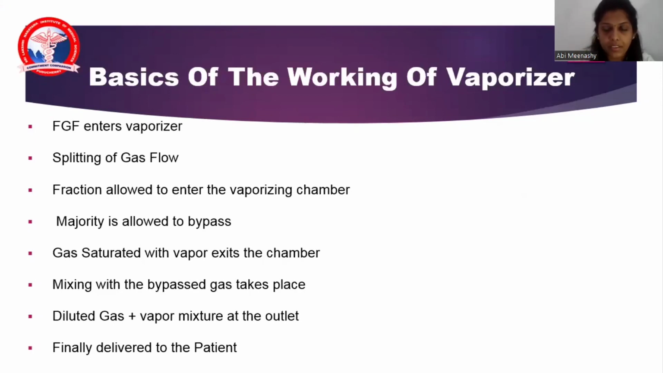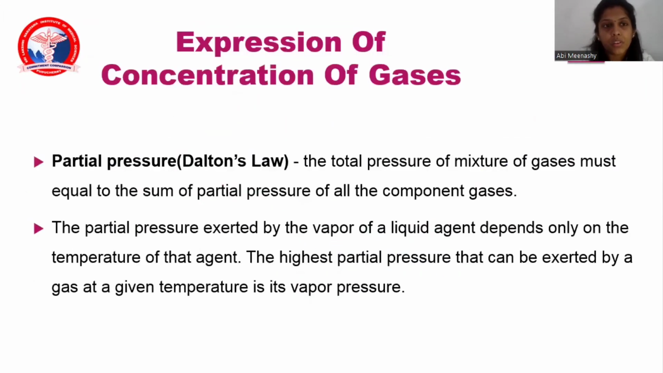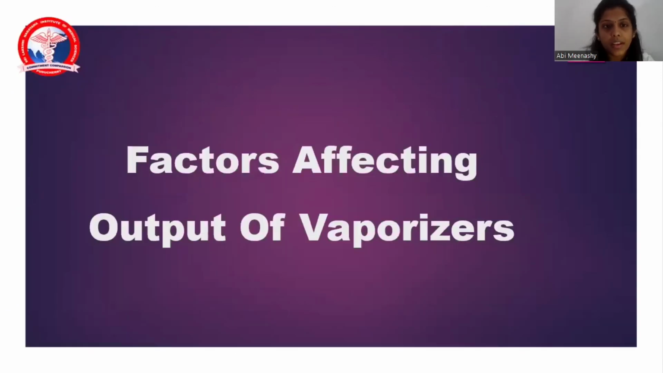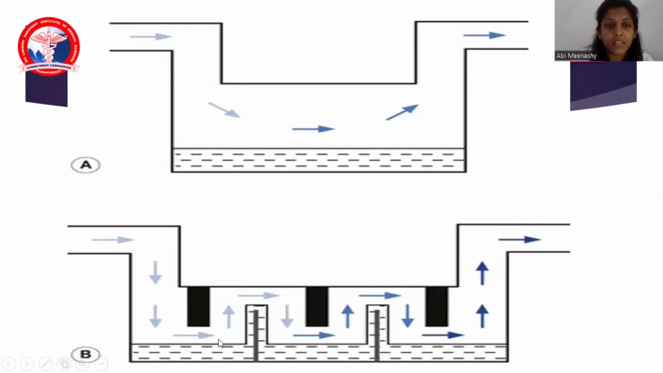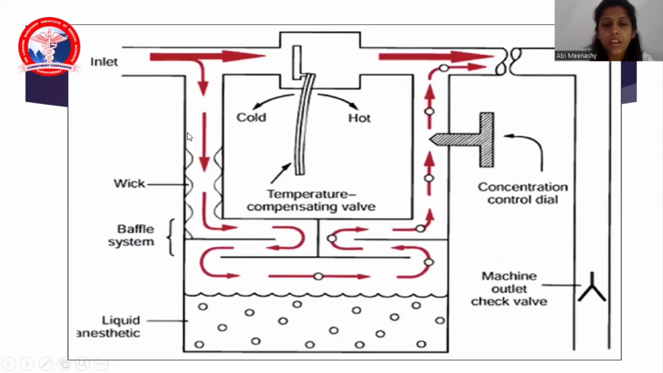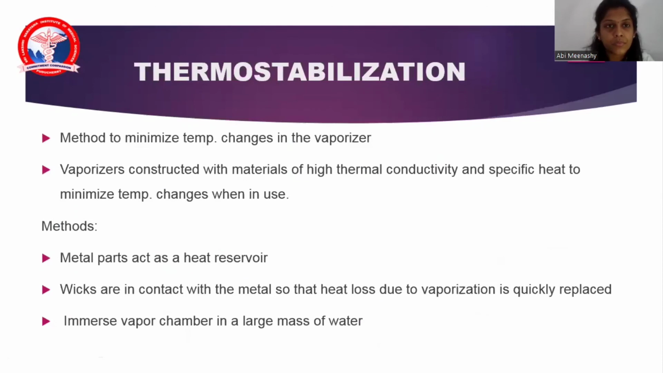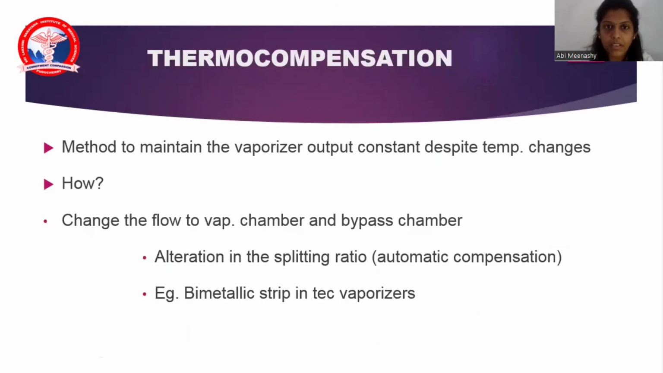Okay, we learned how a vaporizer works, how fresh gas flow enters, how it gets saturated, how it gets diluted. Again, factors affecting: we have read about surface area of contact, how we have wicks to increase the surface area of contact. Then, according to the temperature, how the splitting valve works. Okay, thermostabilization: how do we minimize the temperature changes in the vaporizer?